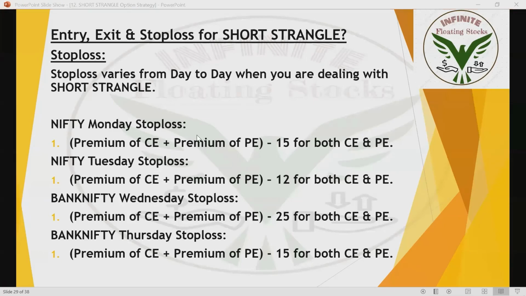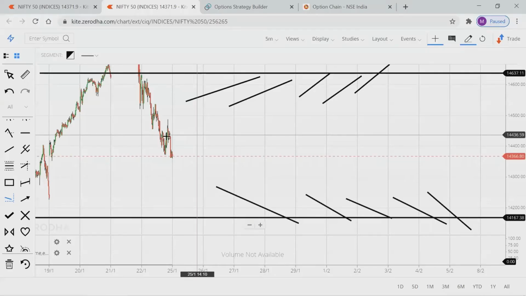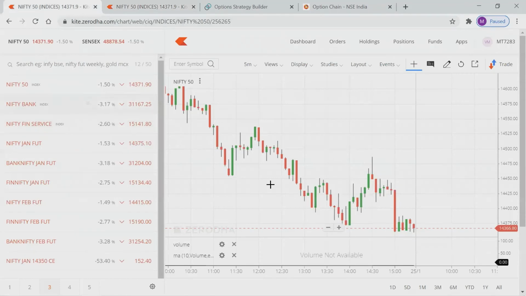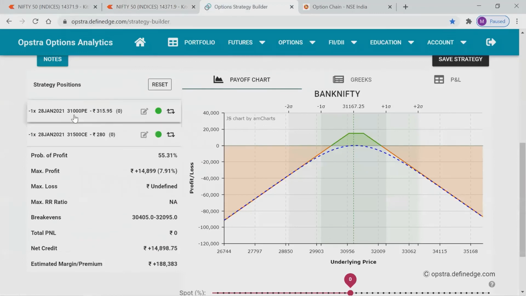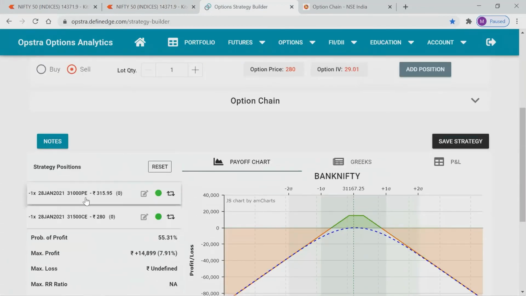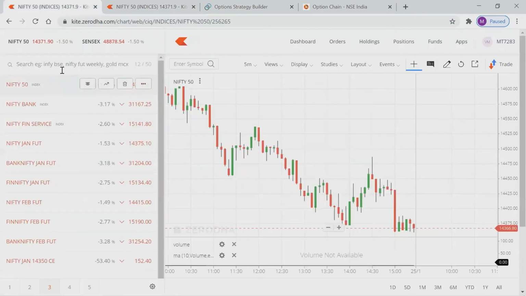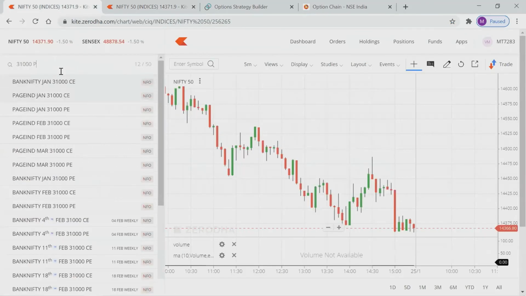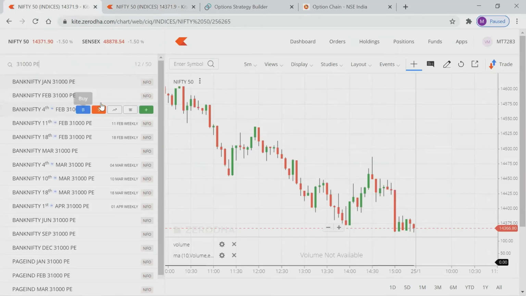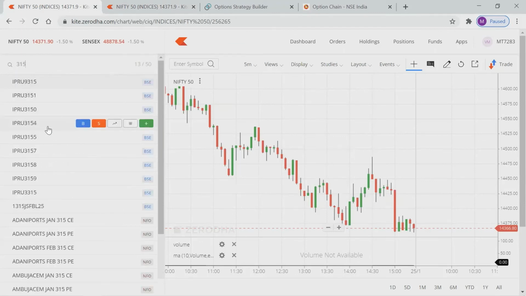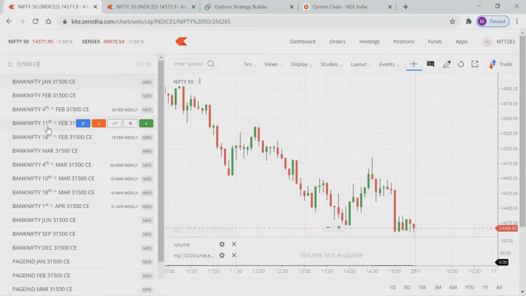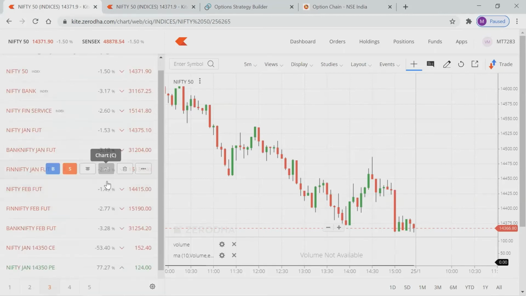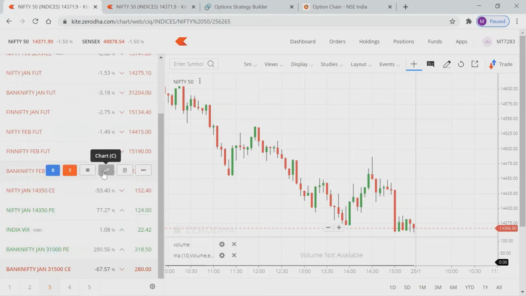Okay, I know most of the guys are confused. Let's see what strikes we have selected. This is Bank Nifty: 31,000 PE and 31,500 CE. Let me add them.